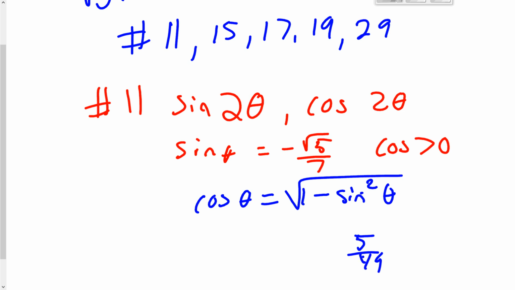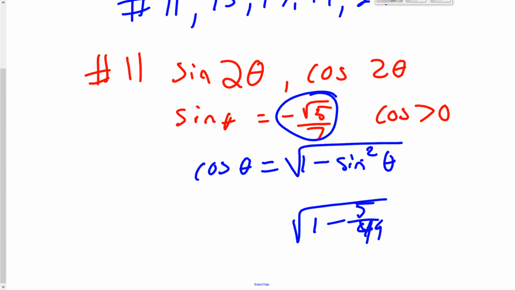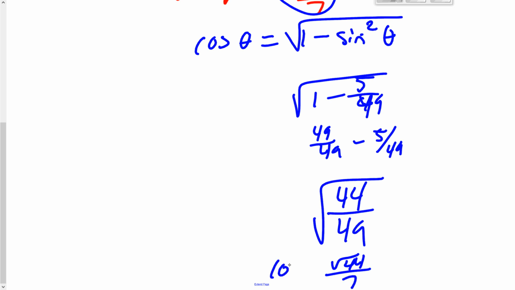5/49, and then we're going to take 1 minus that, and then we're going to square root. So I automatically just squared this, right, because it says cosine, or sine squared. And so this would be 49/49, common denominator, right? Subtract 5, that's a 44. So 44/49, square root that, that's the square root of the top, which is the square root of 44, and square root of bottom, which is 7. We know it's positive, so there's cosine of theta.